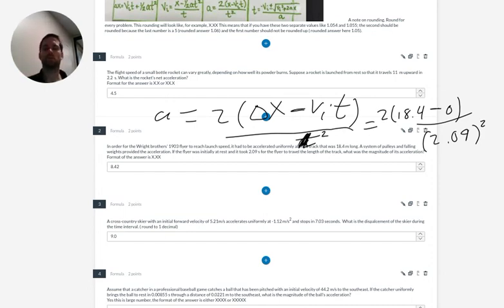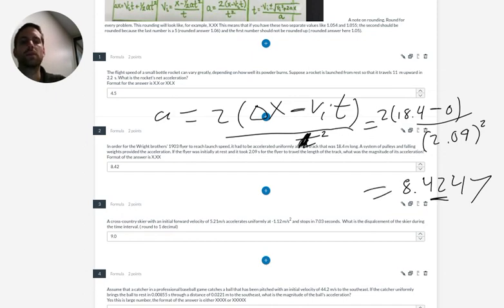And once I do that, I should get 8.4247. So round that to 2 decimals. There's a 4 here, so we kick off the rest of them. Now round that up to 2. Let's make that larger. So here is our answer, 8.42.